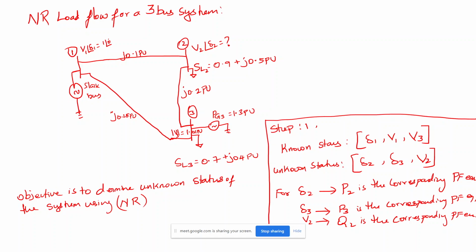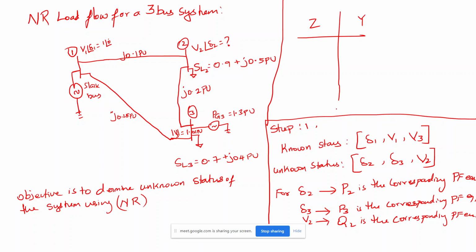To find out the Y bus, we need the admittance values. So from the given data, we can make a table. This side is only the question. From the question itself, I can find out the Z and Y values for it.